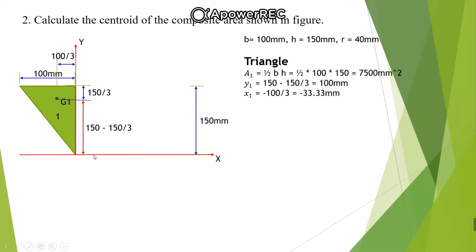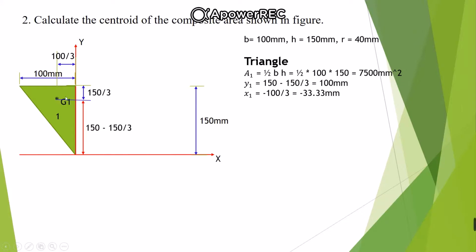Y1 is measured from the x-axis, that is, above the x-axis, right? So it will be positive: 150 minus 150 by 3, which is equal to 100 mm. Now coming to x1, what is x1? x1 is the distance measured from the y-axis.